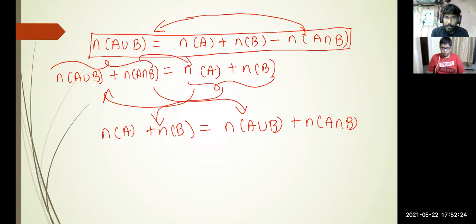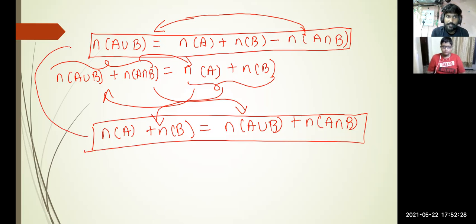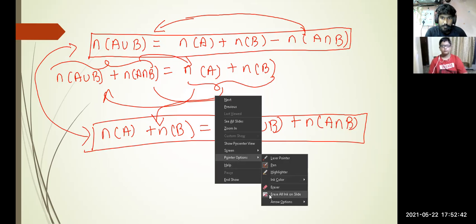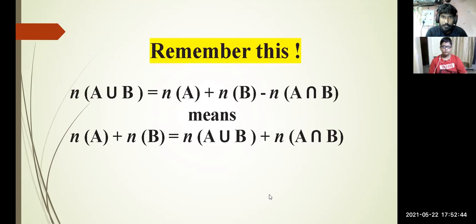Clear? So this was the first formula, and this one, the second formula. Both are the same, only written in a different manner. Now, is it clear? Yes or no? I understand, sir. Okay. So this was the first one. This was the second one. Clear? No doubts? Okay. Yes, sir.